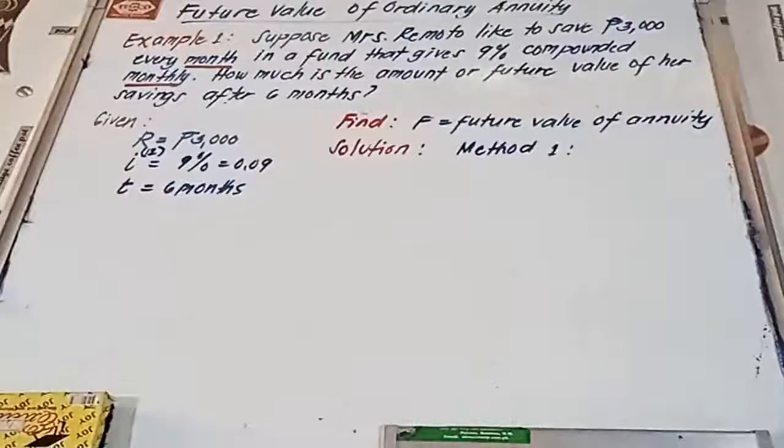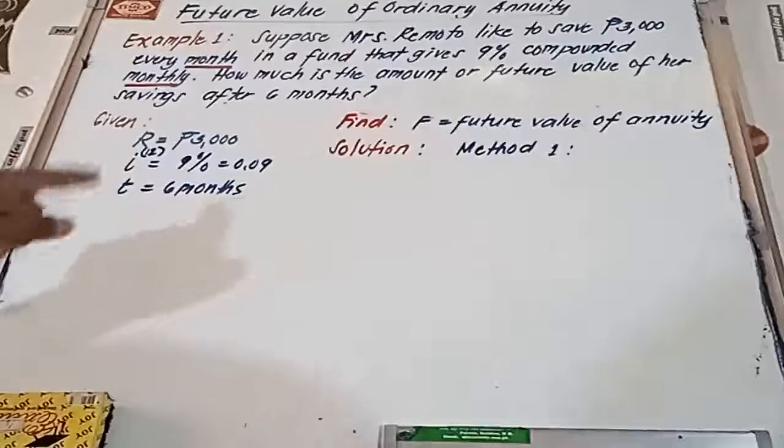Today, in this video, I'm going to show you how to determine the future value of ordinary annuity. I'm going to teach you two ways on how to do that. The first is based from the definition of the future value of ordinary annuity, and the second method or solution will be based from the formula of the future value of ordinary annuity. So let us read example number one.